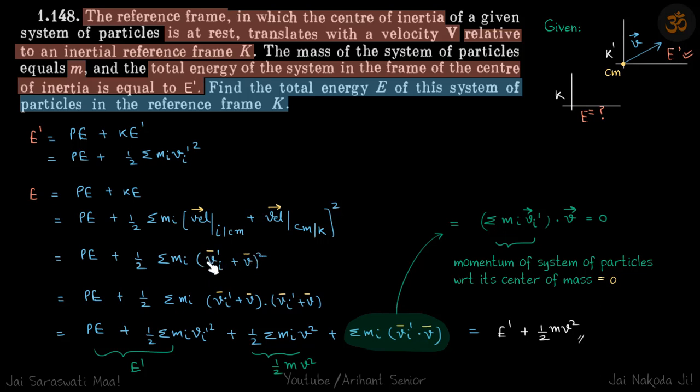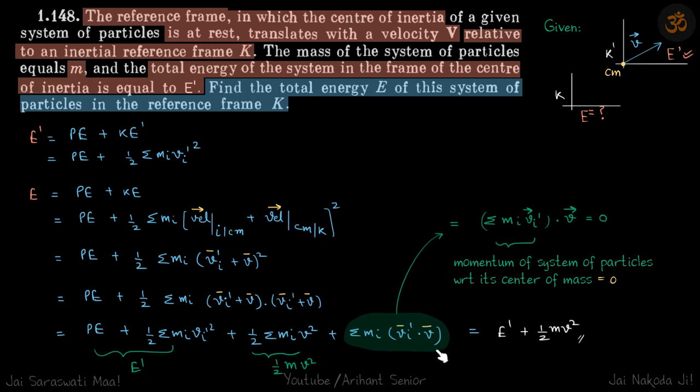I have not written the bars here, but these are basically the magnitudes of the vi vector plus the v vector. If it's the square of the magnitude, we can write it as the dot product of these two, writing it twice and doing the dot product. Now we will expand these brackets, so what we will be left with is Pe plus half Mi Vi dash square plus half Mi V square plus half and half will become 1, Mi into Vi dash dot V. So this part is E dash. Half Mi V square, where V square is a constant, so sigma Mi we can write as half mv square. And this term, let's see it separately.